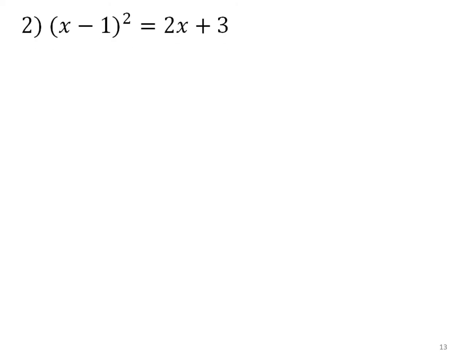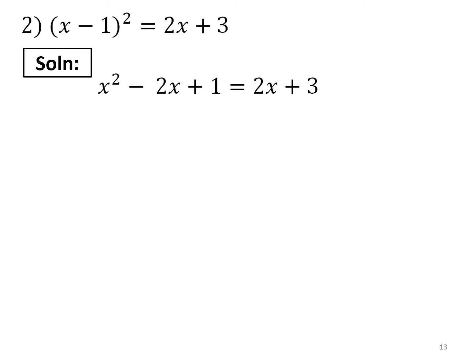Second question, (x minus 1) the whole square is equal to 2x plus 3. Solution: (x minus 1) the whole square is nothing but (a minus b) the whole square, so we will expand it. x square minus 2x plus 1 is equal to 2x plus 3.